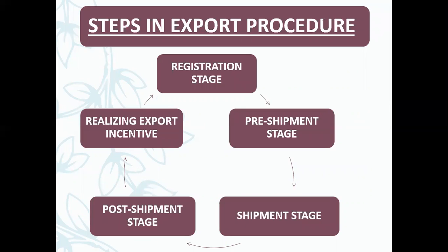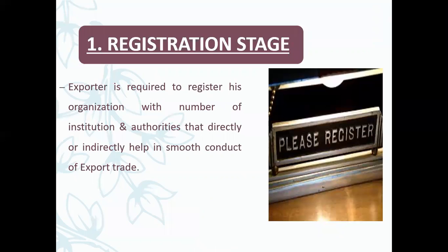Now we talk about what are the various steps, what are the various stages in export procedure. If we discuss in brief, there are 5 main stages: registration stage, pre-shipment stage, shipment stage, post-shipment stage, and realizing export incentive. Registration stage, it itself says the exporter is supposed to register his organization.